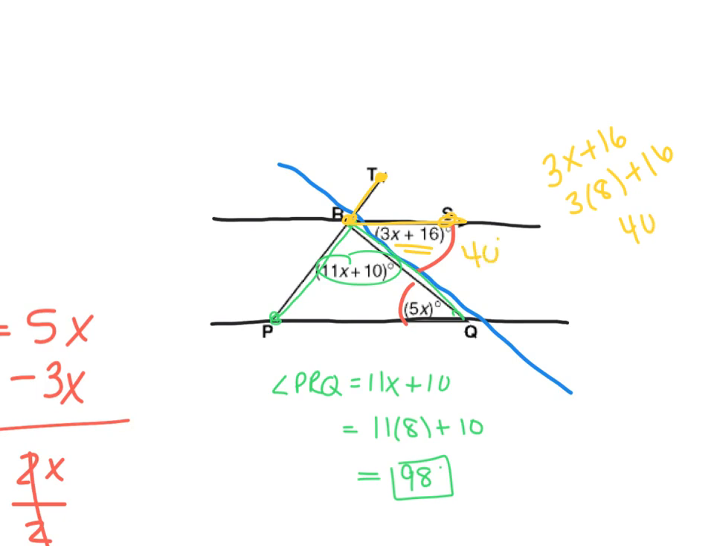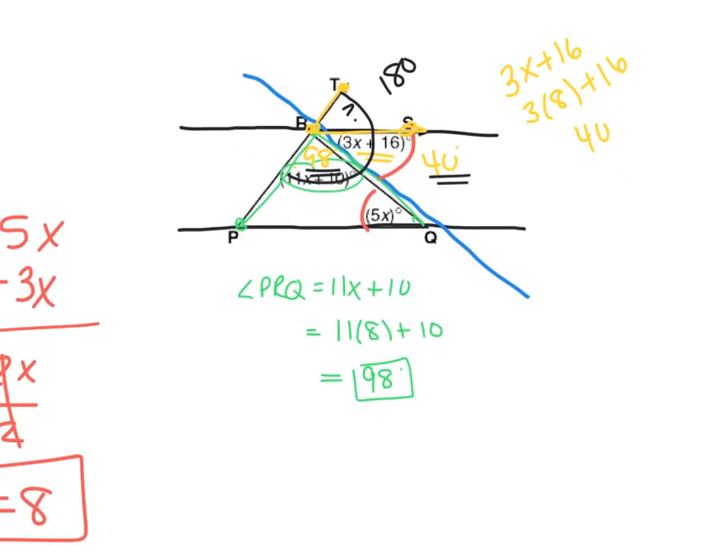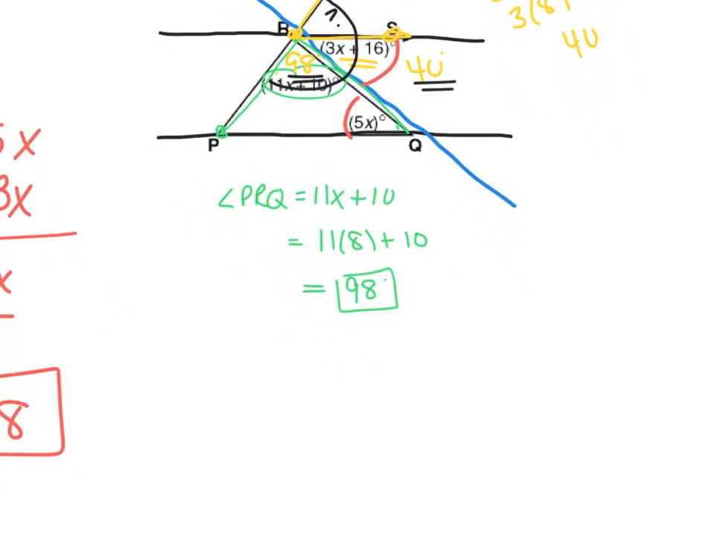I also know that this was 98 degrees. I know angles on the same line must add up to 180 degrees. So this, I'm going to do it in black, it's going to be very messy, is going to add up to 180 degrees. So I already have my 98, I already have my 40, now I'm just missing my question mark. So I can just do 98 plus 40 plus x equals 180.